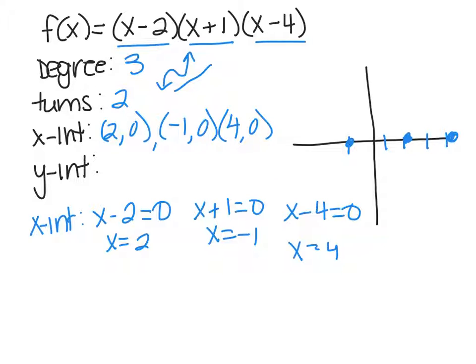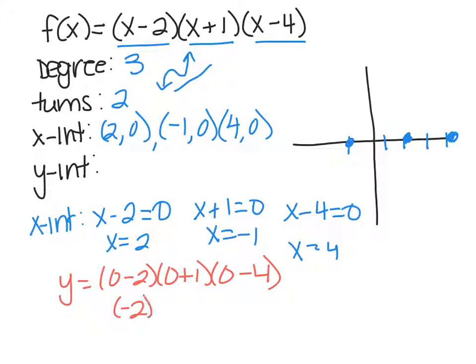Let's talk about the y-intercept. The y-intercept is when I plug in a 0 for x. So y equals (0 minus 2)(0 plus 1)(0 minus 4). So what we're doing is saying -2 times 1 times -4. Therefore, my y-intercept is a positive 8.